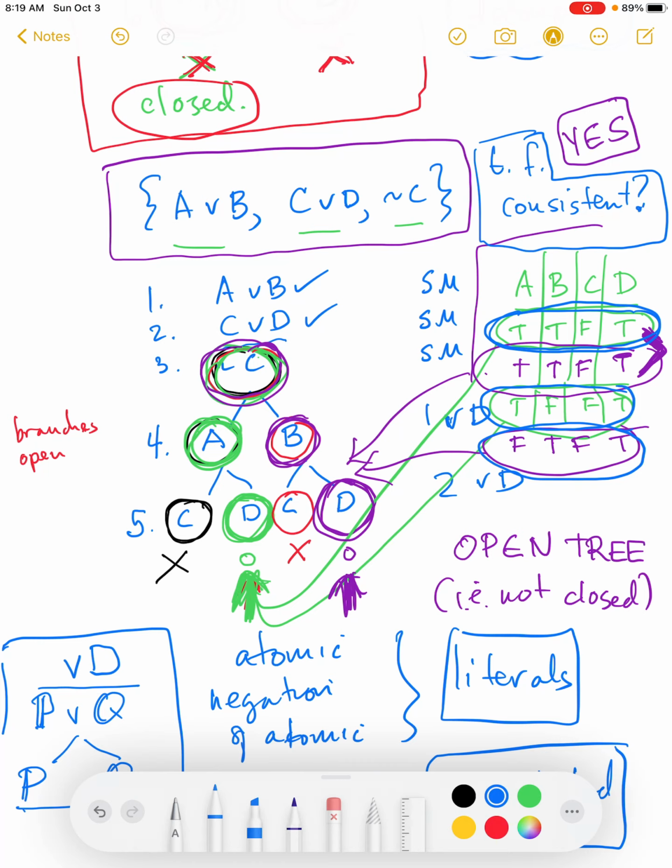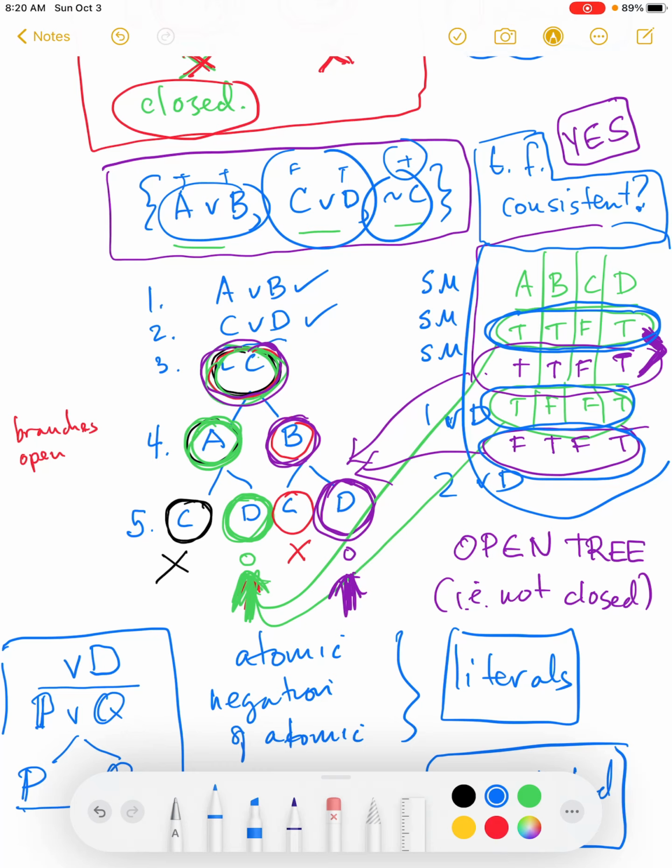So for instance, let's look at the first one that I've got in this table here, the one I've got in green, and let's see. So A is true and B is true. Yep, that makes that true. C is false, but D is true. Yep, that makes that true. And C is false, so not C is true, so it makes that true. And sure enough, it does.